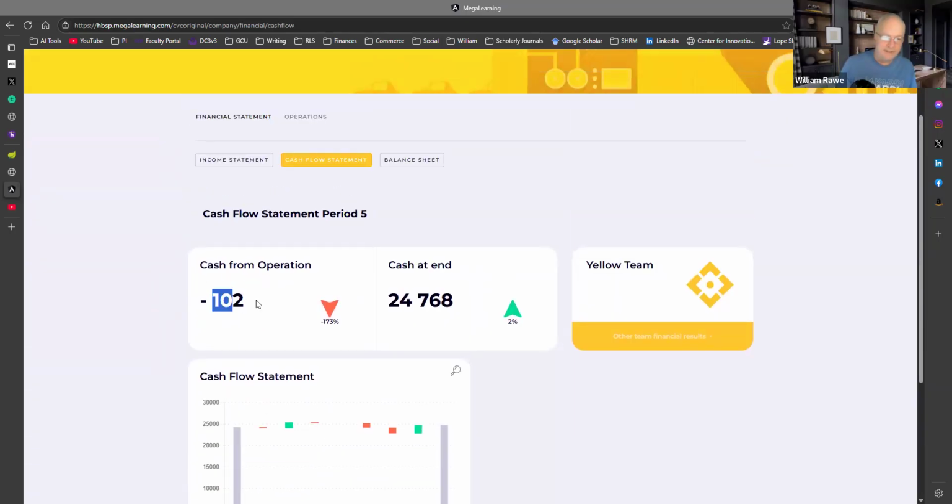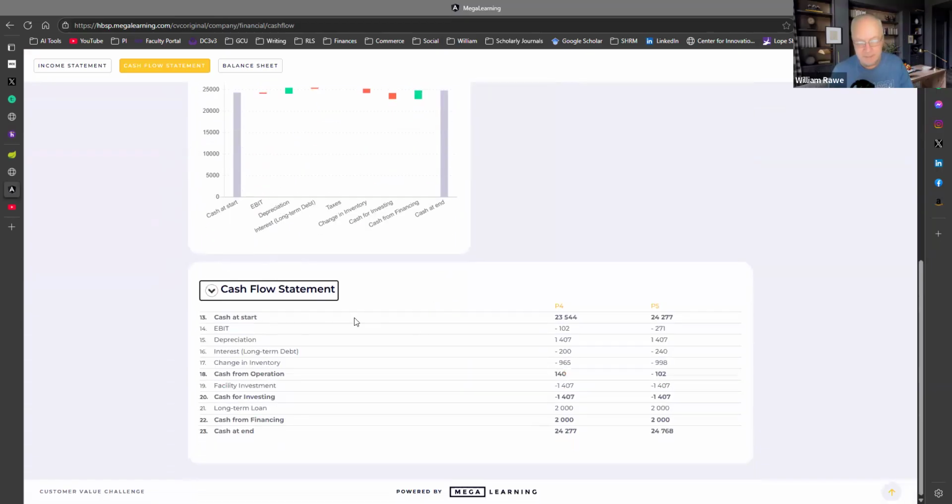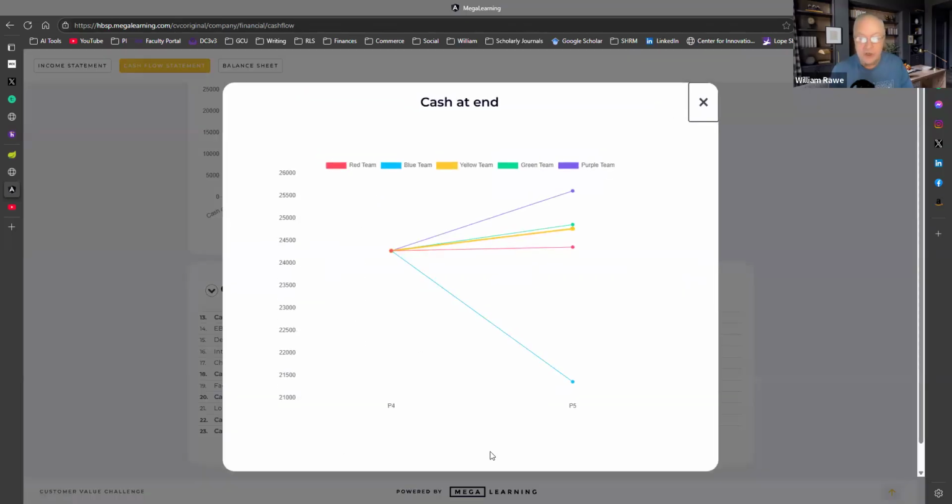Cash from operations, I lost cash. I don't have as much cash this time as I did the previous period. Your cash flow statement will be down here, and you should review it the same. Now, one thing I want to point out here is that each and every one of these lines is clickable. And if I click on cash, let's say cash at end, it shows me where every other team ended up. Who had the most cash, who had the least cash, who lost the most cash.